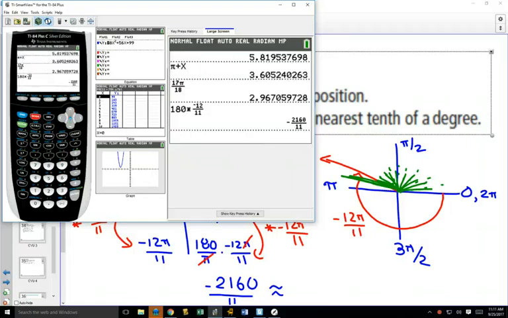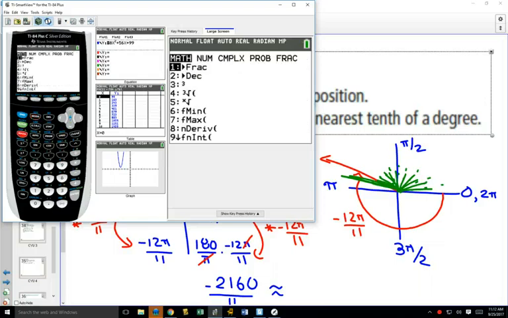If it is in math print and you get a fraction and you want a decimal, if you hit the math button, number 1 changes all decimals to a fraction. So if you get an answer that's a decimal and you want it as a fraction, that's really nice because it'll simplify it for you. Number 2 changes all fractions to a decimal.